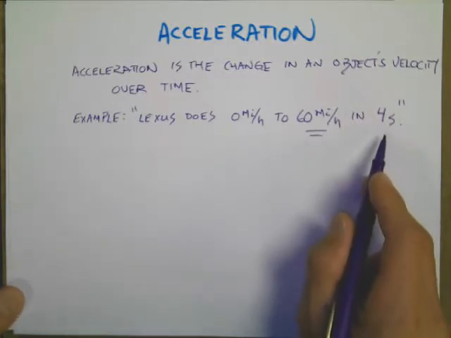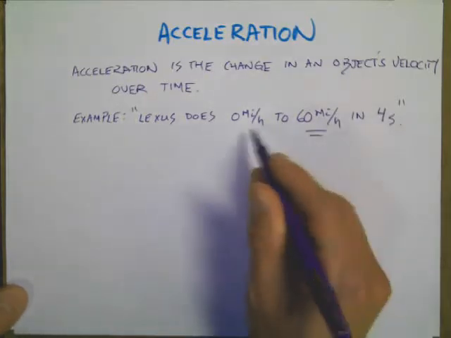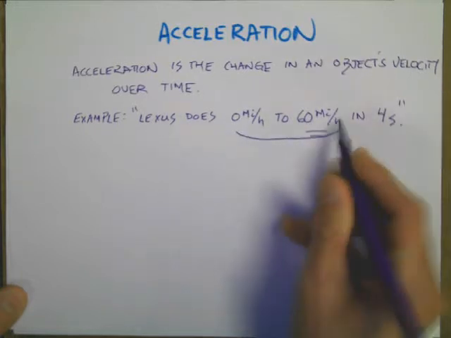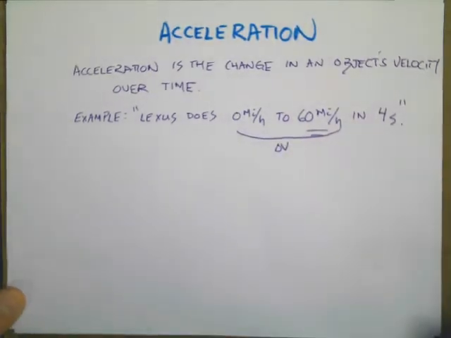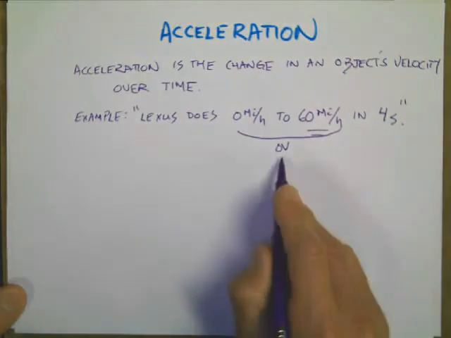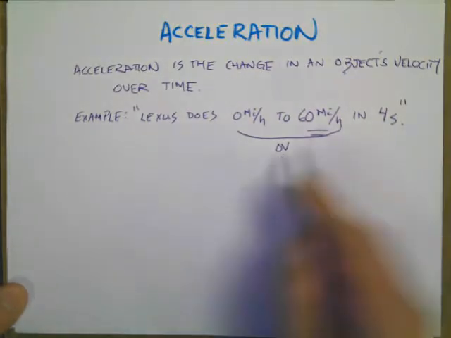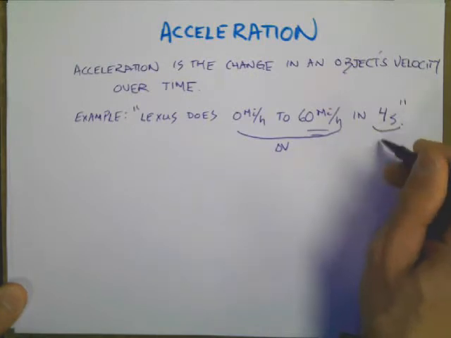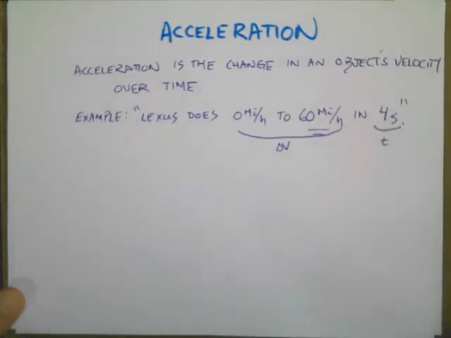Now that is acceleration. Acceleration is a change in an object's velocity over time. Here's your change in velocity right here. That's your delta V. Remember that symbol delta? That means a change in velocity. That's a change of plus 60 miles per hour. And here is the time part. That's your t. And so you're saying that can happen in that period of time.